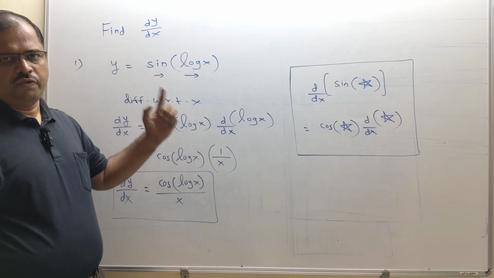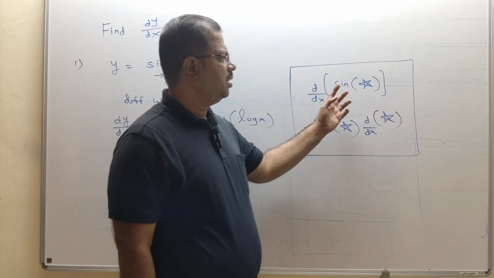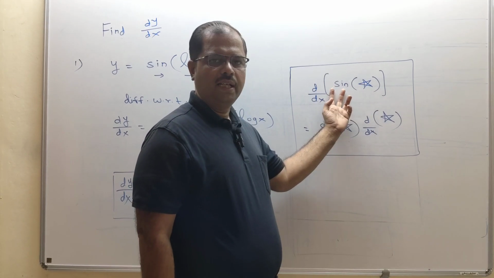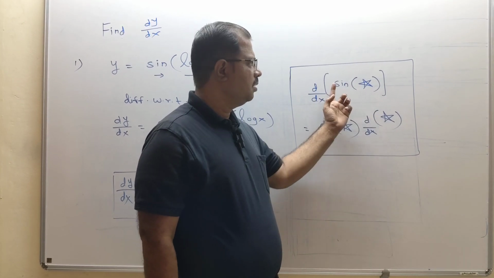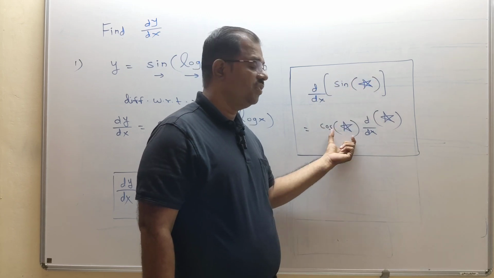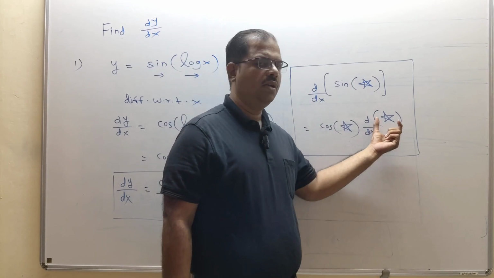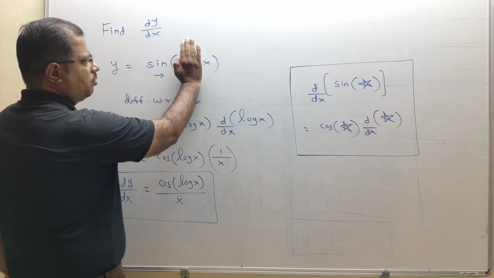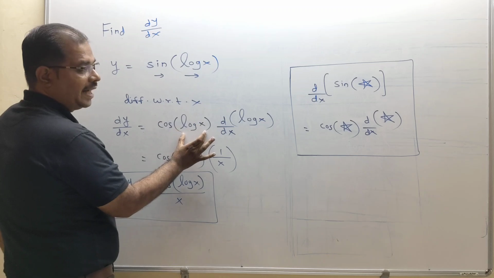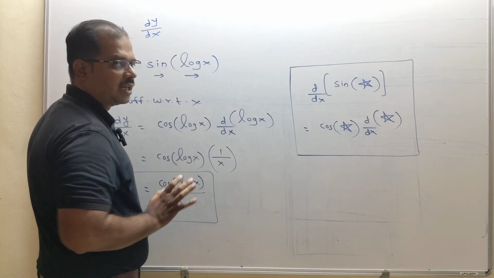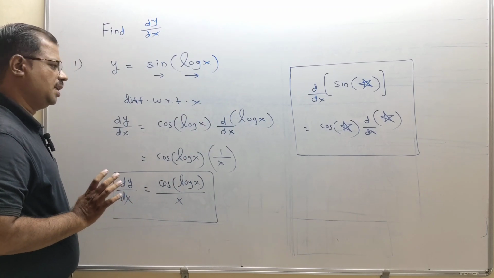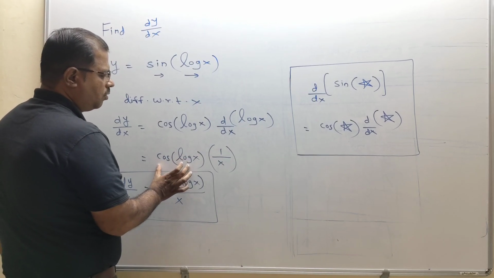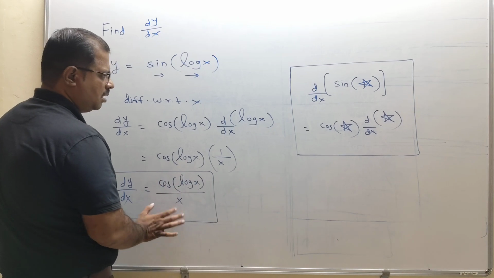Only consider the outer function, that is sine. Write here sine f(x), sine of some term. We know that the derivative of sine x is equal to cos x. Therefore, the derivative of sine of some term is cos of that term into the derivative of this term, written in the numerator. The derivative of log x is 1 upon x. Therefore, cos of log x into 1, that is cos of log x upon x.